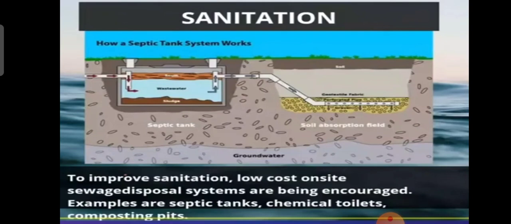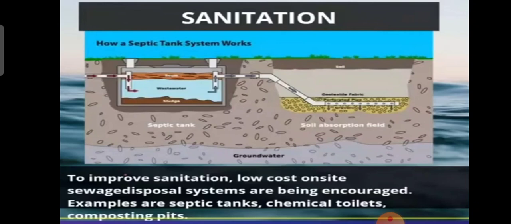Now, this type of septic tank maybe you have seen in your home. Okay? To improve such sanitation, low-cost on-site sewage disposal systems are being encouraged nowadays, like septic tanks, chemical toilets, composting pits. About this I will tell you in detail. What I need to say is sanitation and diseases. Diseases, you all know. Sanitation means a clean and hygienic environment.